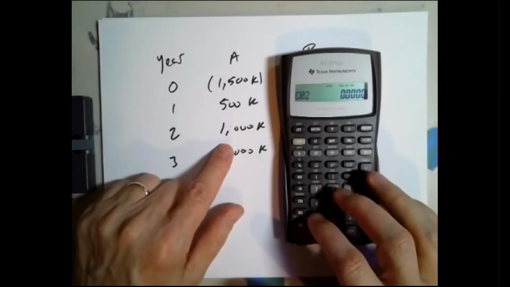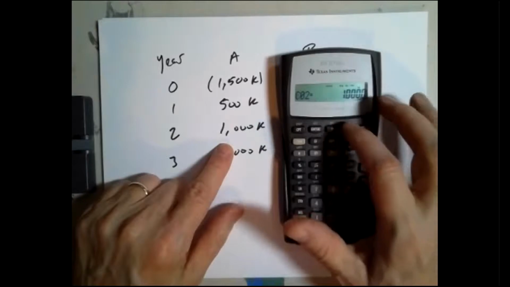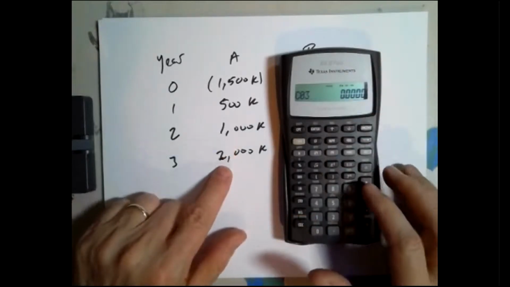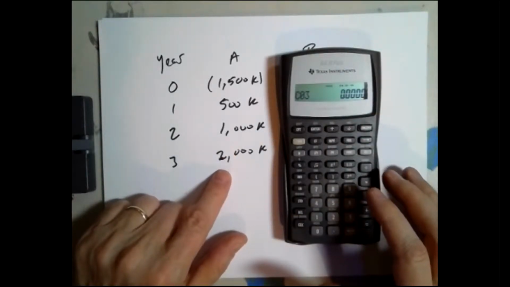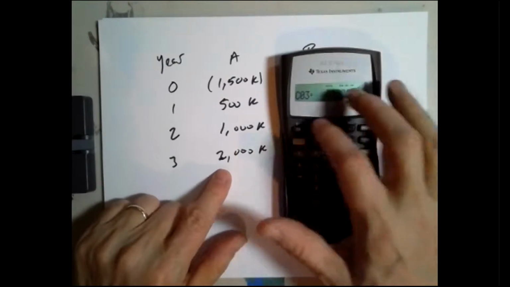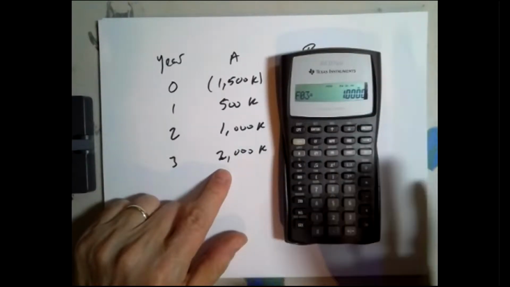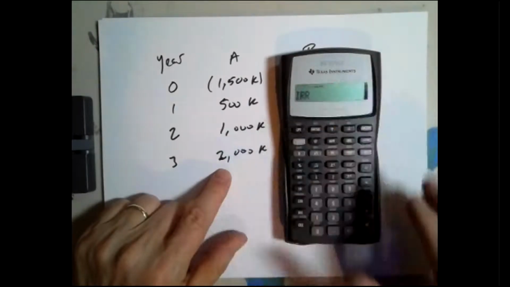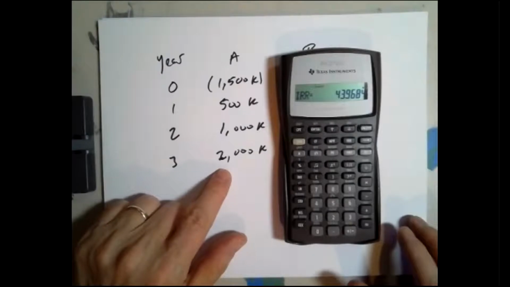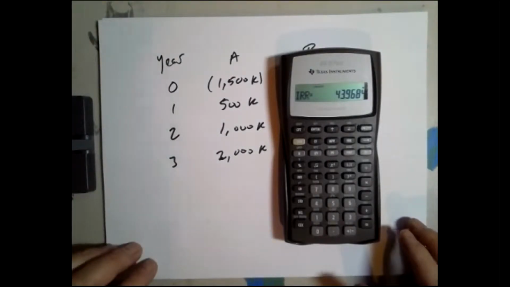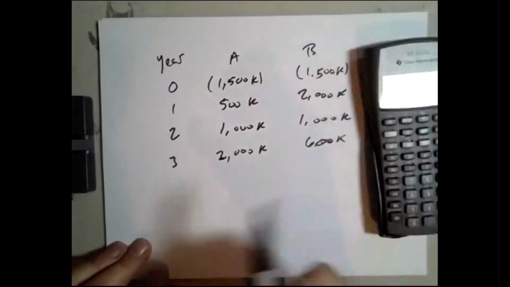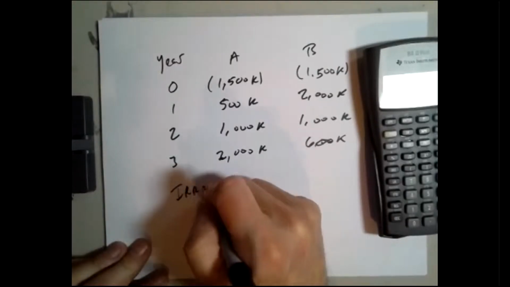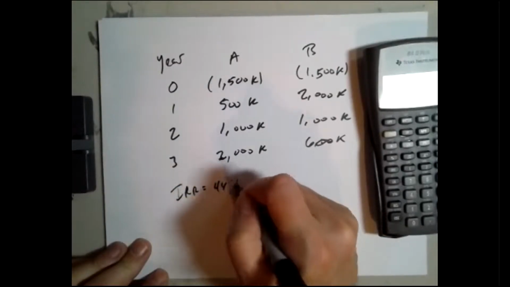The cash flow at time 2 is 1,000. Hit enter, scroll down, 1 time, so F02 is 1, and then C03 is 2,000. Hit enter, F03 is 1, so we're good. Now we should be able to hit IRR and compute, and we get 43.968, or roughly an IRR of 44%.